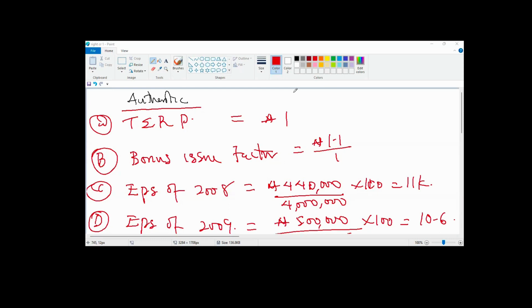It's in kobo. 440 divided by 4 million, times 100, will give you 11. It's the 100 that makes it kobo. If we divide it without the 100, it will give you 0.11. So, sir, does it mean the 100 is not supposed to be there? Because if you're multiplying it by 100, it should be 11. It's always in kobo.